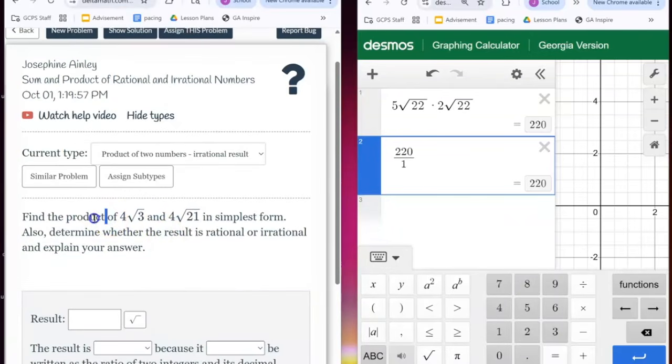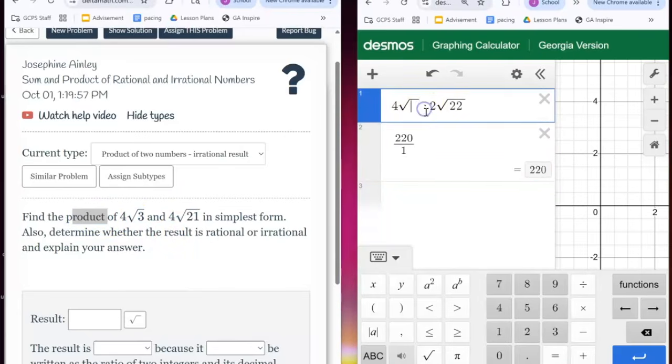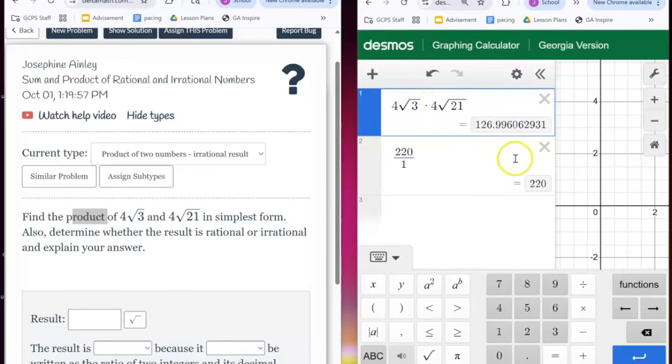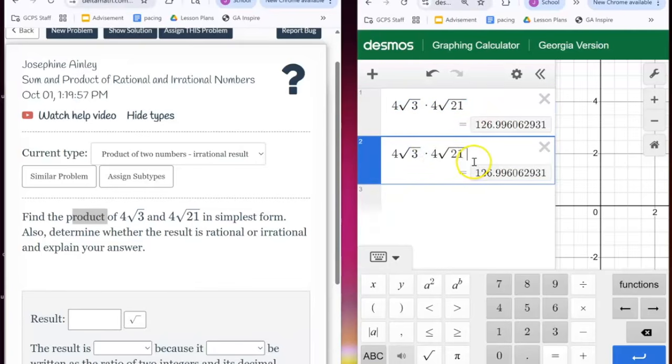All right, so again, the word product means multiply. So type it in, 4 radical 3 times 4 radical 21. All right, do it twice so that you can work on one and stop as soon as you make a mistake, if you do make a mistake. All right, so this is my answer, but I can't write it as a decimal. I have to write it as a simplified radical.